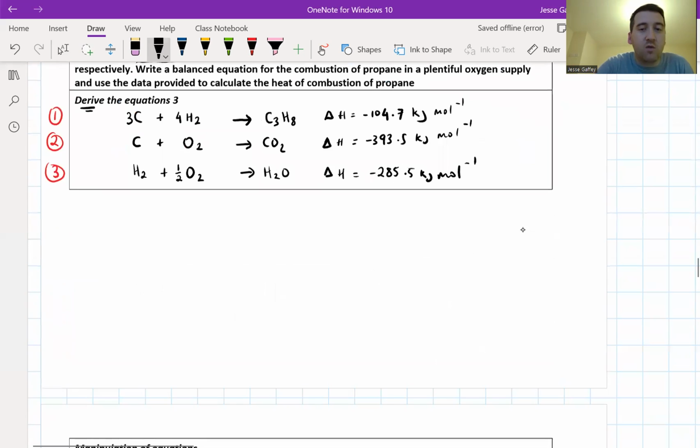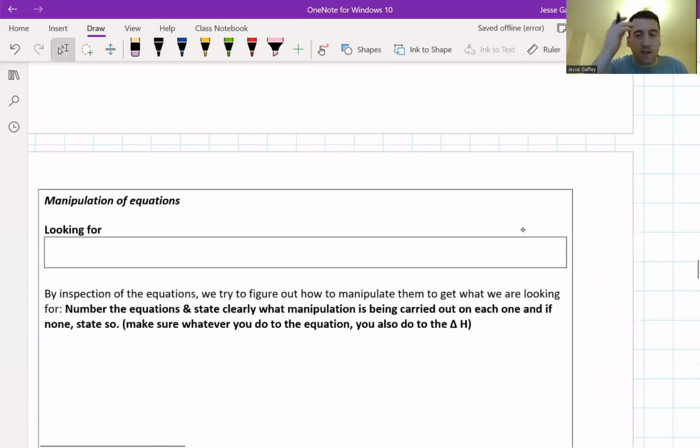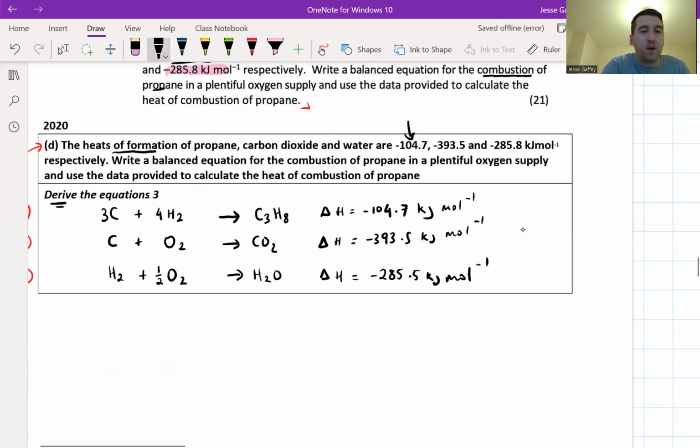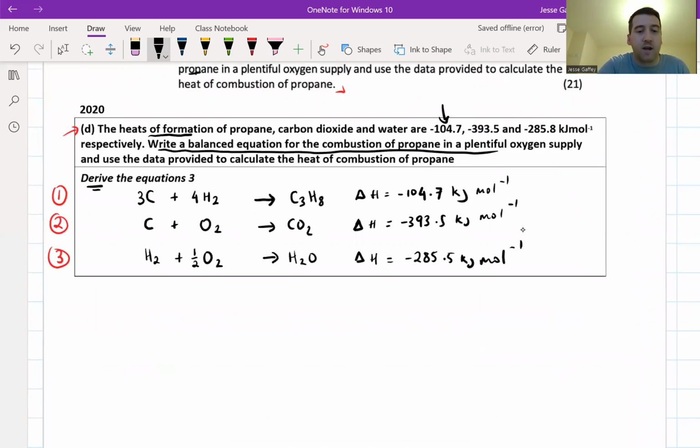Okay, what do we have to do with it then? Generally, after you've written out your equations, you need to think about what you're looking for and manipulate the equations to suit. So first of all, what are we looking for? Back up here, it says to write a balanced equation for the heat of combustion, the combustion of propane in a plentiful oxygen supply.